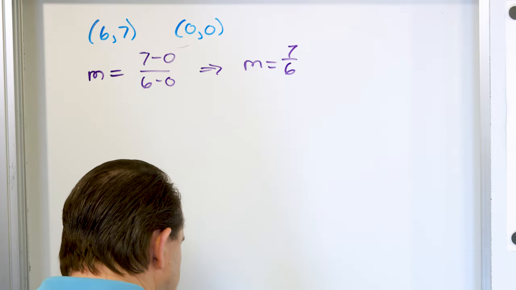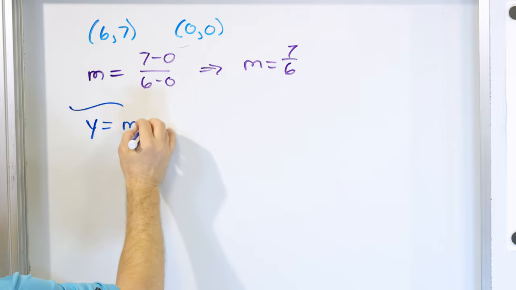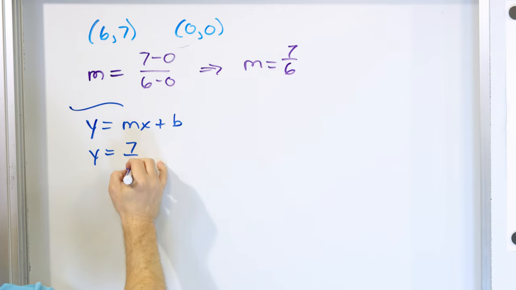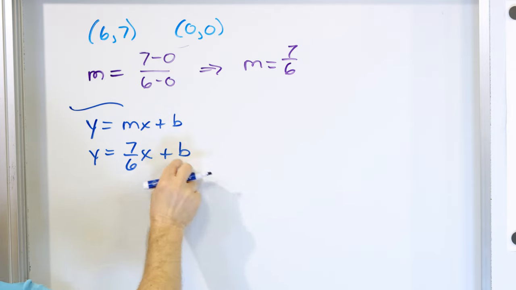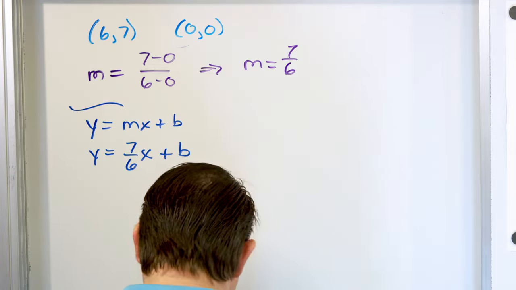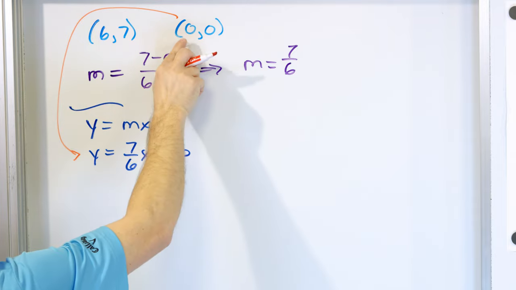And then I say, well, what would be the equation of this line? Well, it's going to be y equals mx plus b. m is 7/6, times x plus b. Now I have to find the y-intercept. I can put whatever point I want in here. I'm going to choose this point because it's easier to deal with smaller numbers, (0, 0).